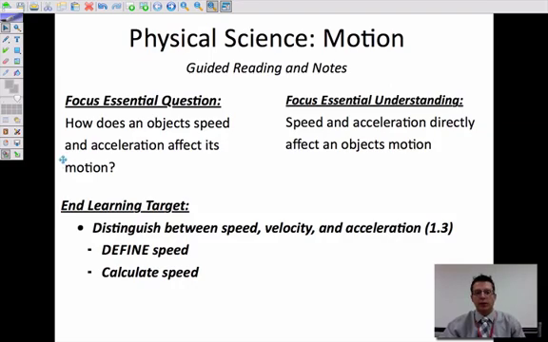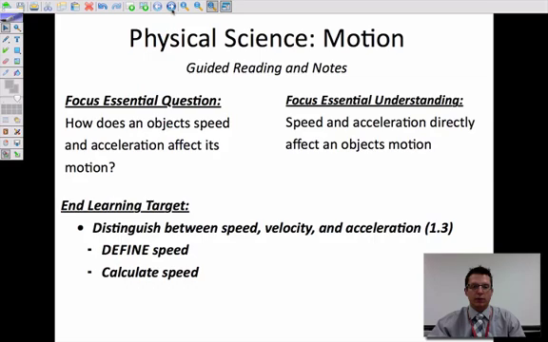Welcome to the guided reading and notes for the motion. Today we're going to be focusing on distinguishing between speed, velocity, and acceleration. We'll do that by defining speed and learning how to calculate speed. Remember our essential question for this section: how does an object's speed and acceleration affect its motion? Simply said, speed and acceleration directly affect an object's motion.